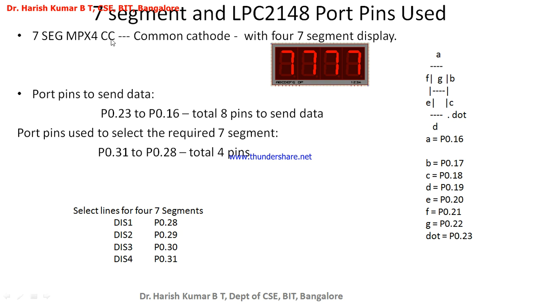Now what kind of 7 segment display are we using in our experiment? We are not using just one 7 segment display. Instead we'll be using 4 7 segment displays like this. This is a common cathode 7 segment display. That means all the cathode terminals are connected together and connected to the ground, and if you want to make any of the LEDs glow, you have to apply a logic 1 to the anode terminals.